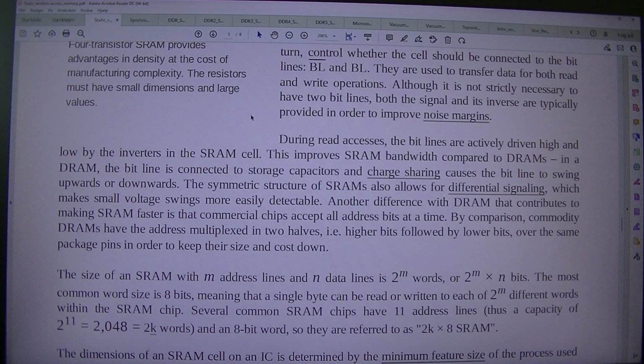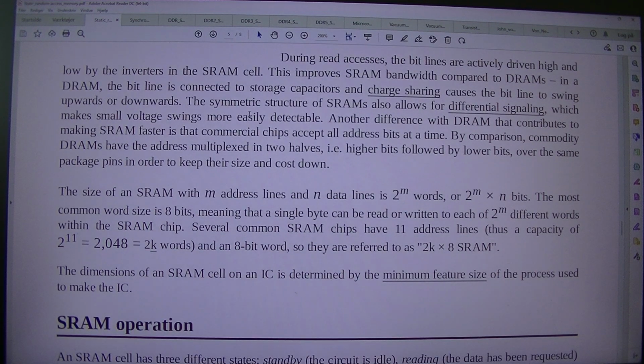During read accesses, the bit lines are actively driven high and low by the inverters in the SRAM cell. This improves SRAM bandwidth compared to DRAMs. In a DRAM, the bit line is connected to storage capacitors, and charge sharing causes the bit line to swing upwards or downwards. The symmetric structure of SRAMs also allows for differential signaling, which makes small voltage swings more easily detectable.